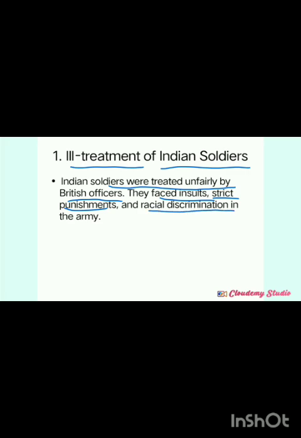If the Indian soldiers refused to do something, they were punished very strictly. And the Britishers were always doing racial discrimination. Racial discrimination means higher positions were completely reserved for the Britishers and lower positions were reserved for the Indians. That we call racial discrimination, meaning there was no equality between the Indian and the British soldiers.